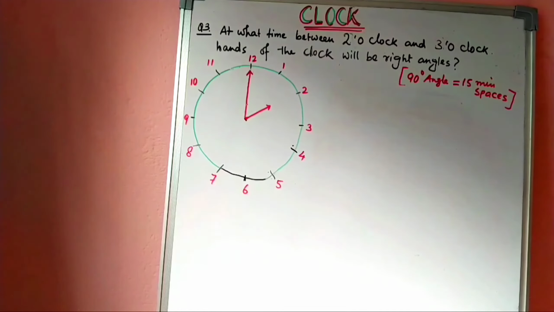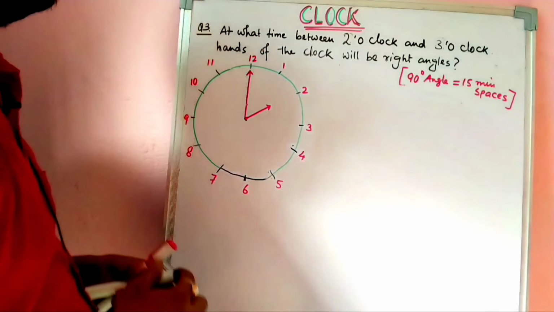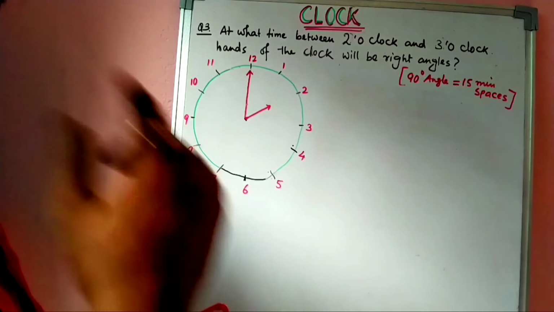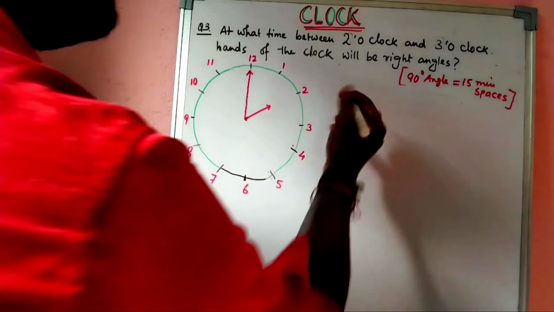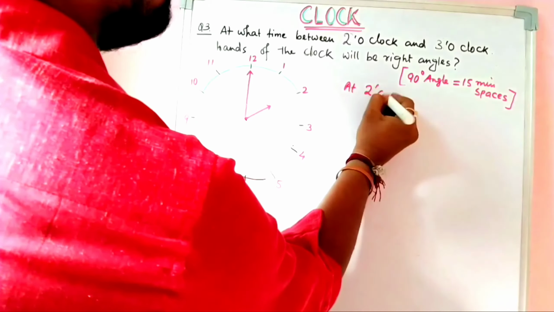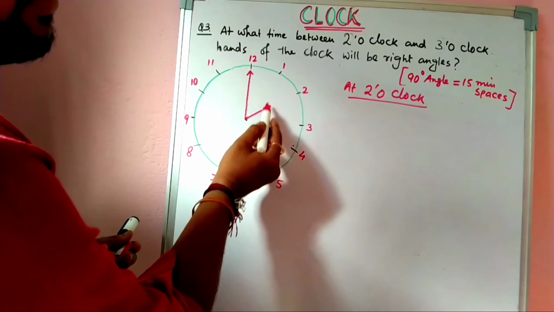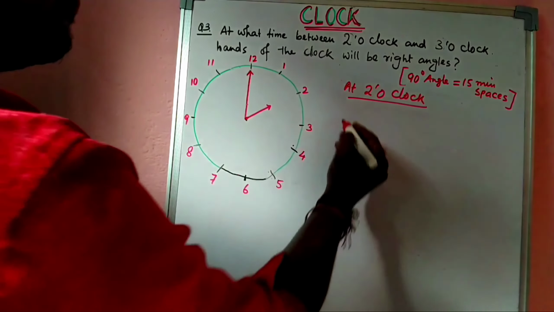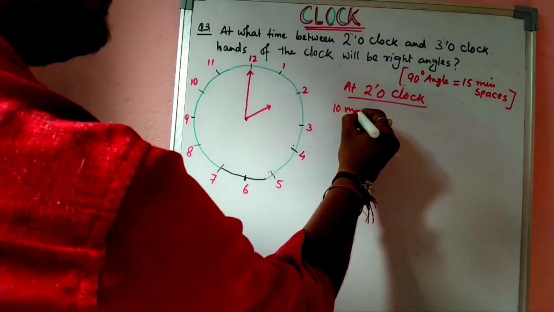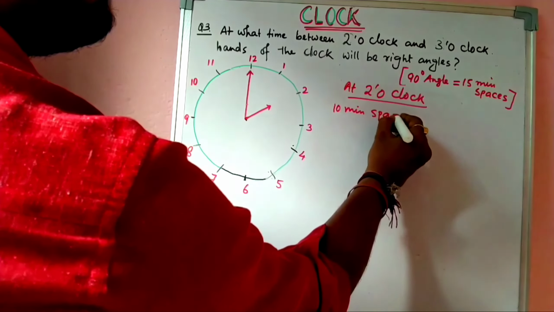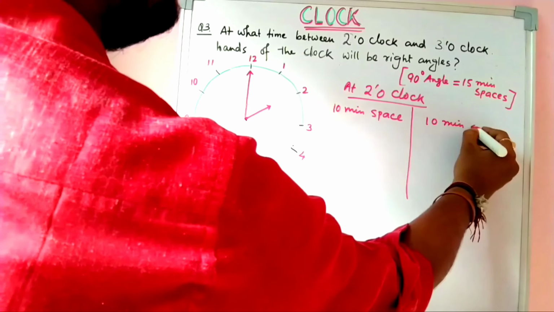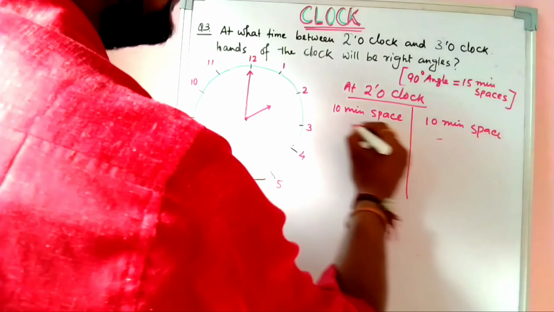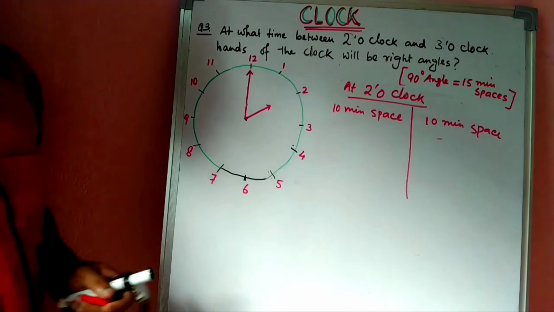Here you can see the third example, right? A similar question: at what time between 2 o'clock and 3 o'clock will the hands of the clock be at right angles? So first you have to take 2 o'clock. At 2 o'clock, from 12 to 2, how many minutes? 5 plus 5, 10 minutes. So you write a 10 minute space here, and similarly on the right side also a 10 minute space.